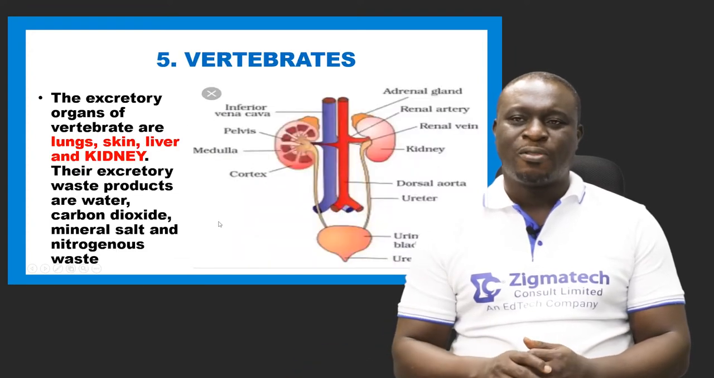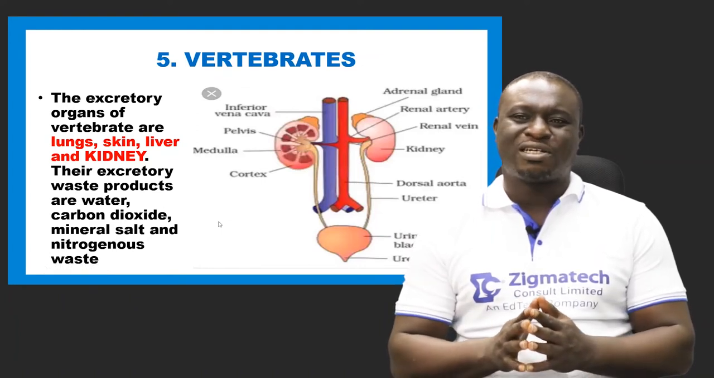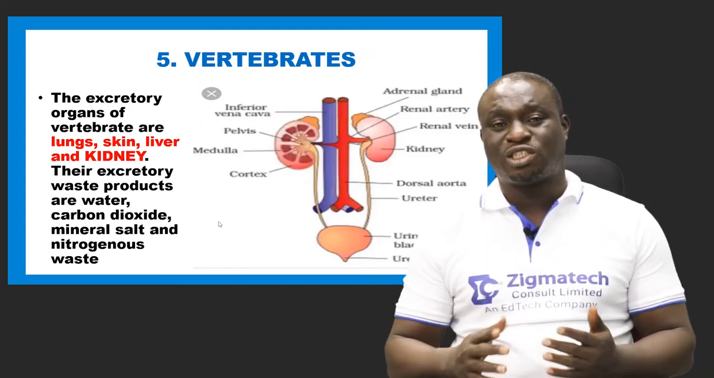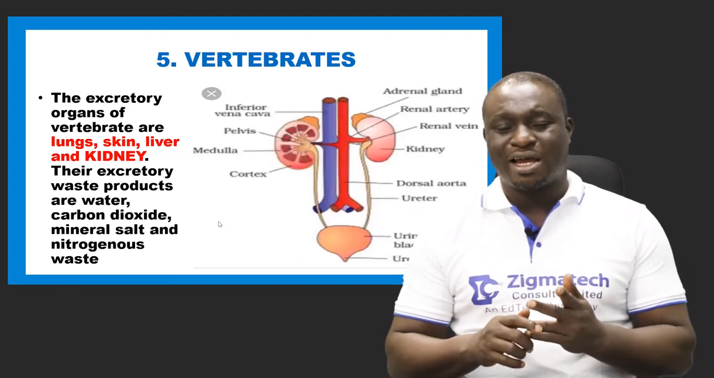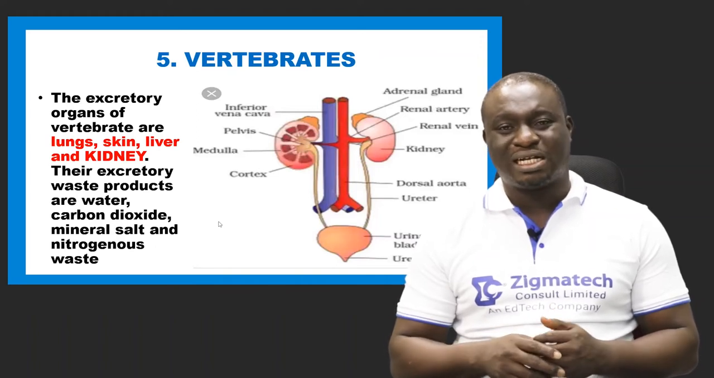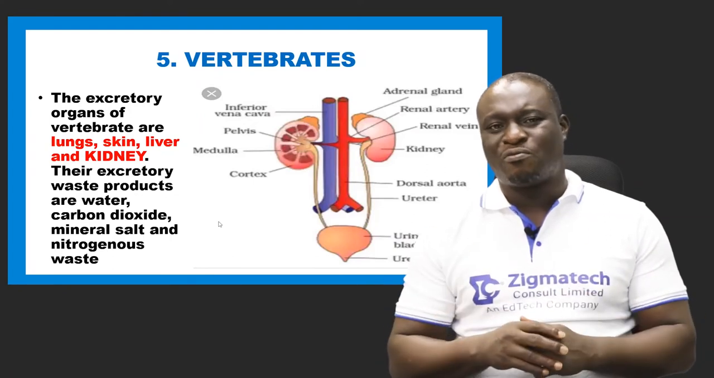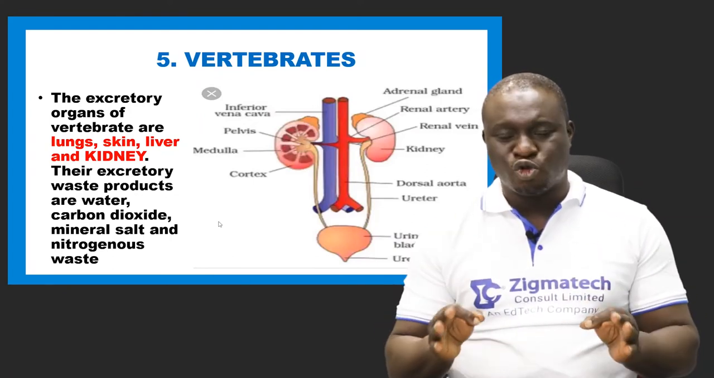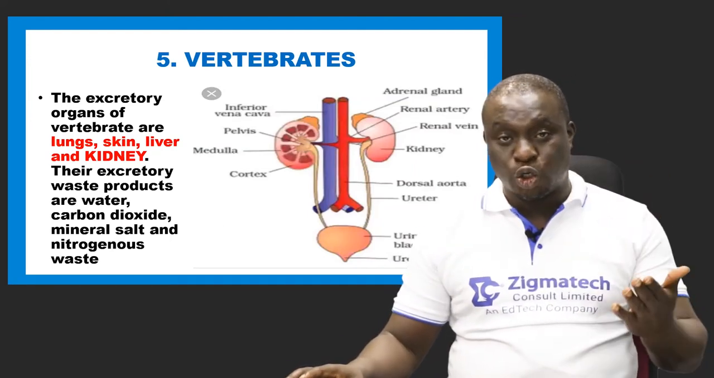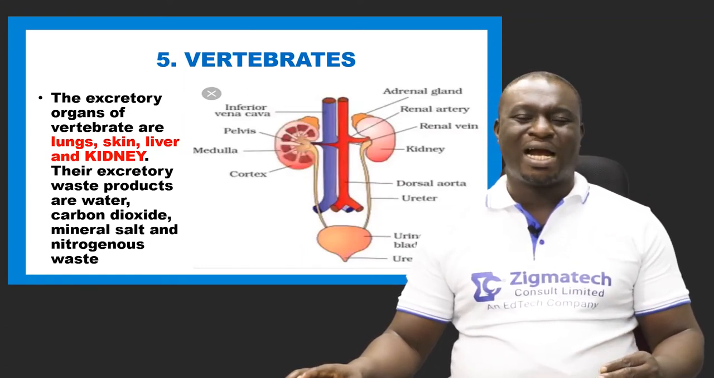And then number five is vertebrates. In this case, we're looking at man because we have several excretory organs in different types of vertebrates. Remember the vertebrates, we have the pisces, the aves, the amphibians, the reptiles, and then the mammals. But in this case, we are looking at mammals, and the example we are taking a look at is human beings, or man. The excretory organs of man include the lungs, the skin, the liver, and the kidney.